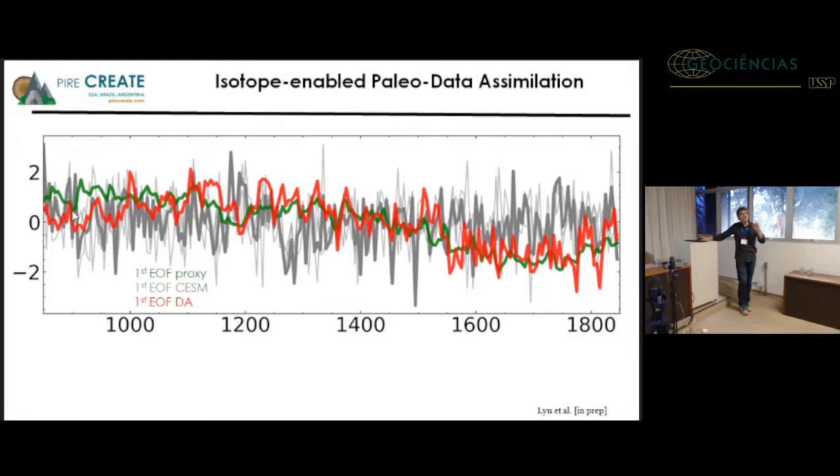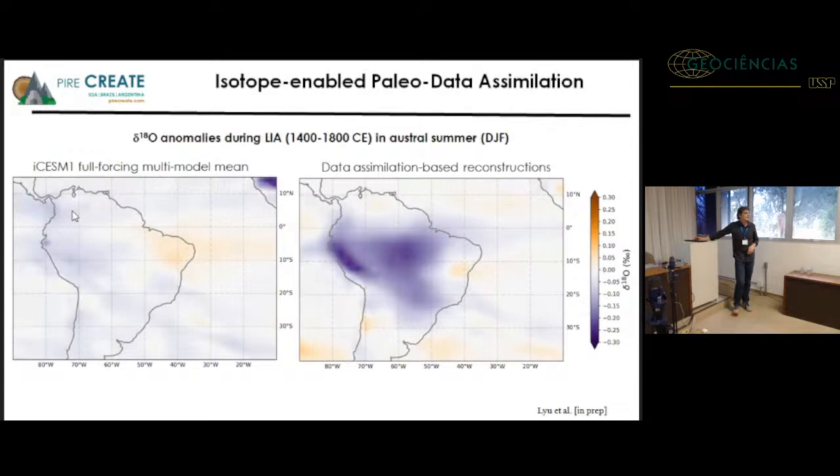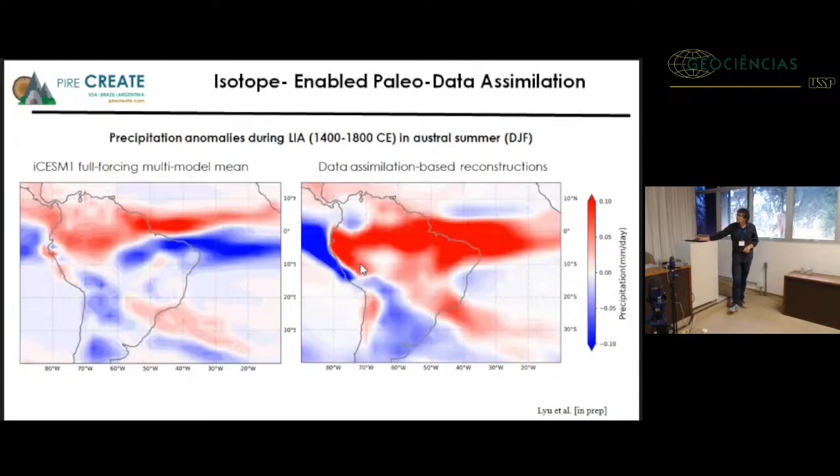Now the nice thing about this again is because this is embedded in a global model, we have all the dynamical fields that we can look at. This is the oxygen 18 anomalies now during the Little Ice Age. Just looking at the model, and here is what we get. You can see now the amplitude is much larger. I told you before this model has a problem with the amplitude. We can look at precipitation, just model and assimilated data.